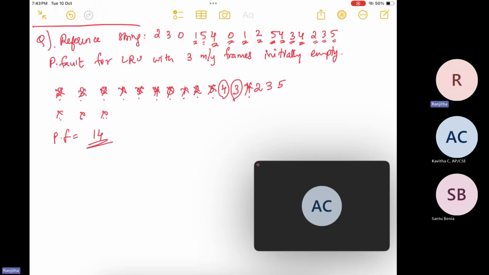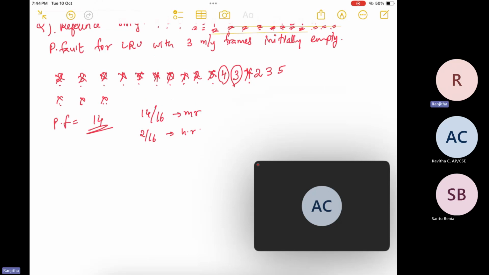Now, if we want to compute as an add-on the miss and hit ratio, it will be 14 by the total number of references, which is 16. So 14 by 16 will be the miss ratio, and the hit ratio is very low, which is 2 by 16. So this was one question. Now I'll share the screen.